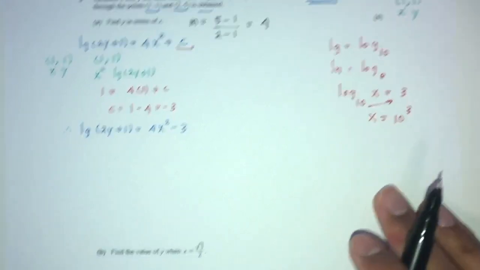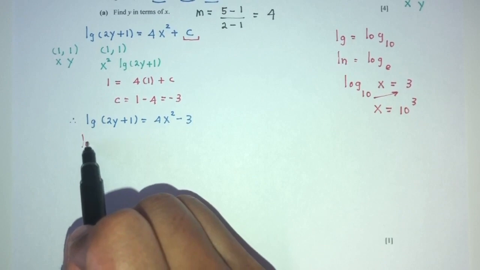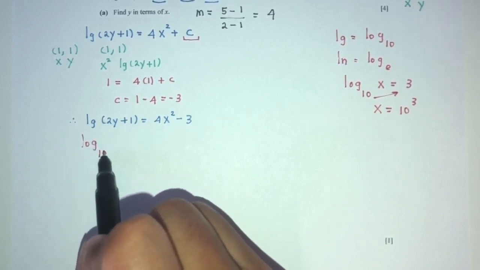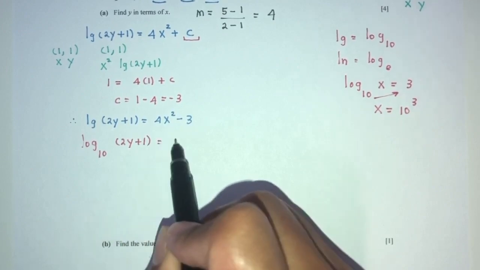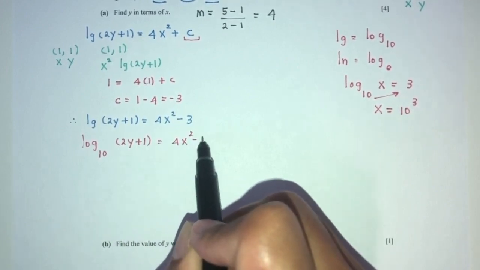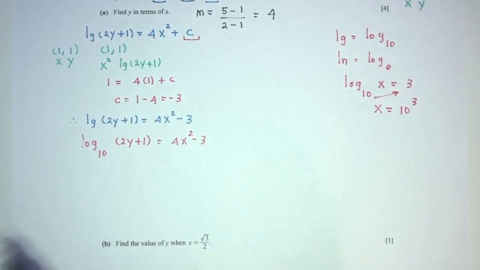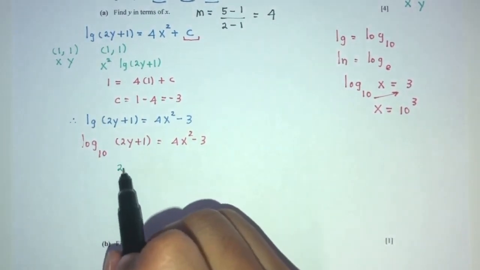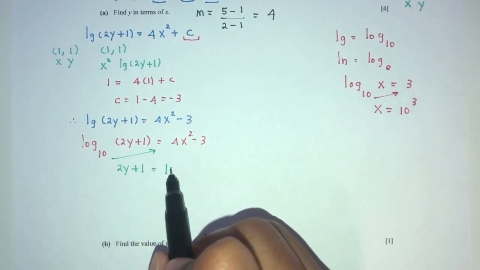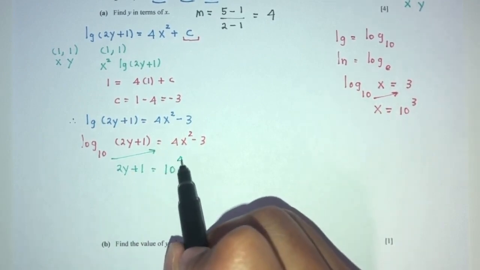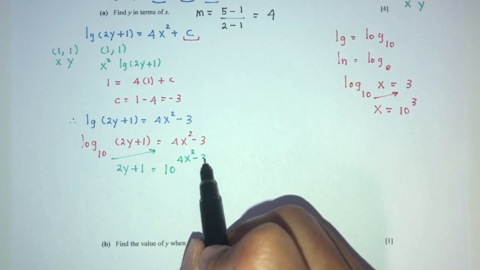So same idea here. We have log to the base of 10. Here we have some value that we don't know, which is equal to 4x squared minus 3. So how would you find the value inside? You would just write this value inside and send this over here. That will be 10 power 4x squared minus 3.